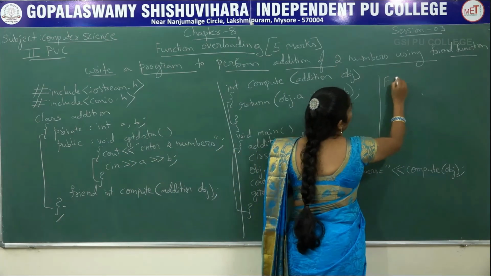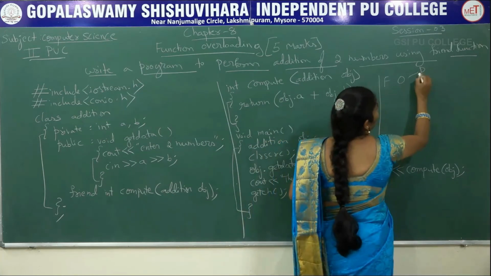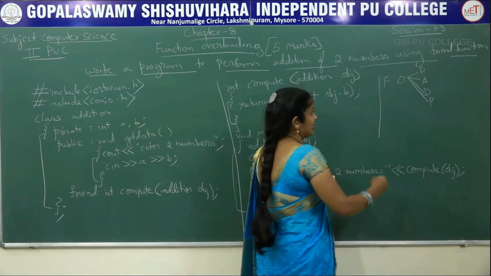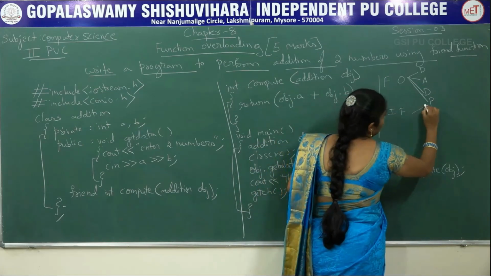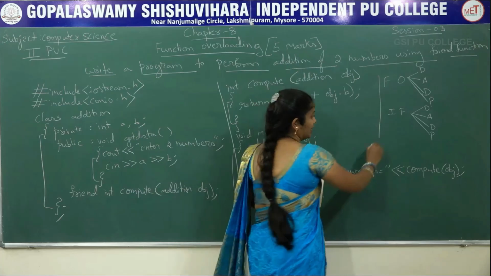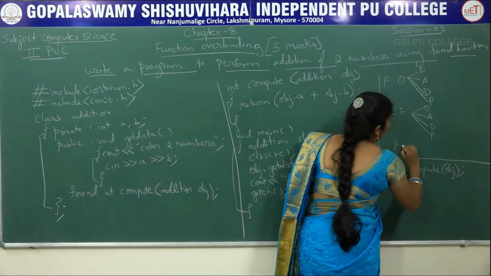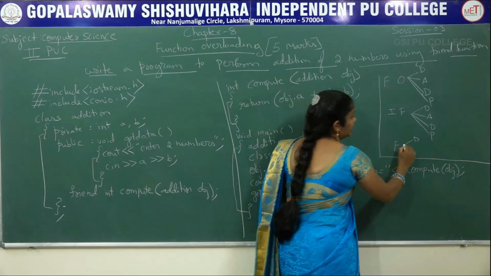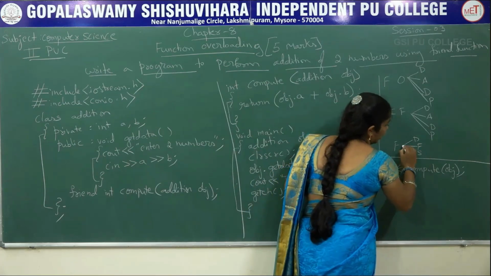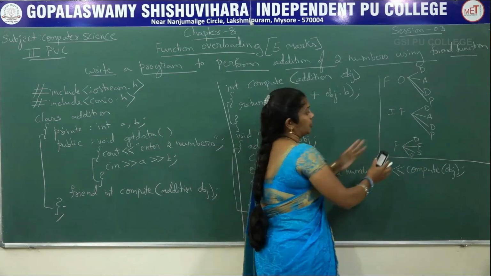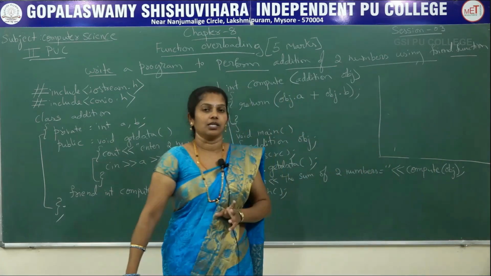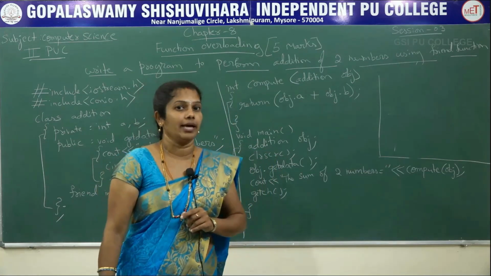That is function overloading: definition, advantage, disadvantage as well as program. In the same way, in inline function also, the same format: definition, advantage, disadvantage as well as program. In the same way, in friend function also, you have to remember the definition, then features of a friend function, then syntax as well as program. These are the things you have to study in this chapter. It's very important. If you study this concept, then 100% you will get 5 marks in your annual exam.